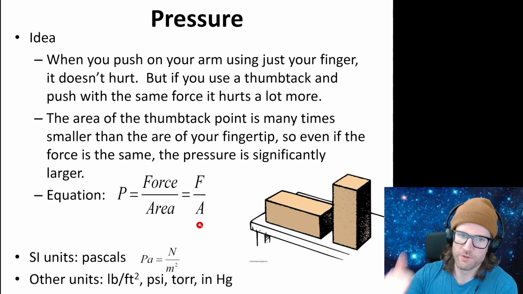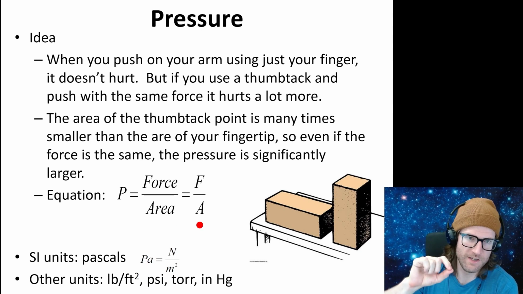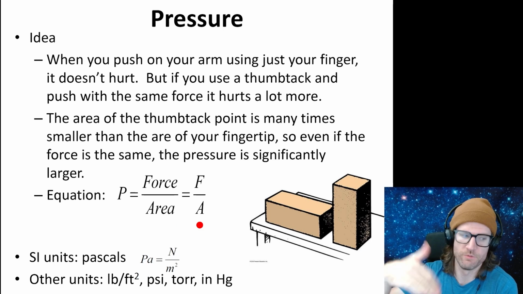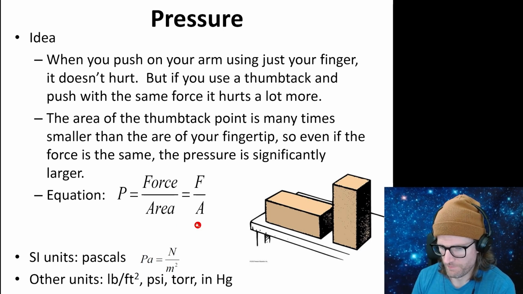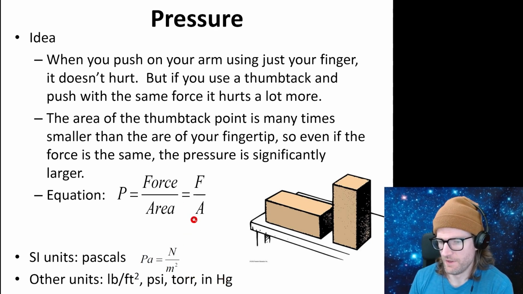So if we have a large force but a large area, the pressure could be low. If we have a small force but a tiny area, the pressure could be high. So it's the ratio between force and area. The unit is the Pascal, which is a Newton per meter squared, so that's a force per area. There are other units such as pounds per feet squared, pounds per square inch, torr, and others you'll hear. They're all pressure.